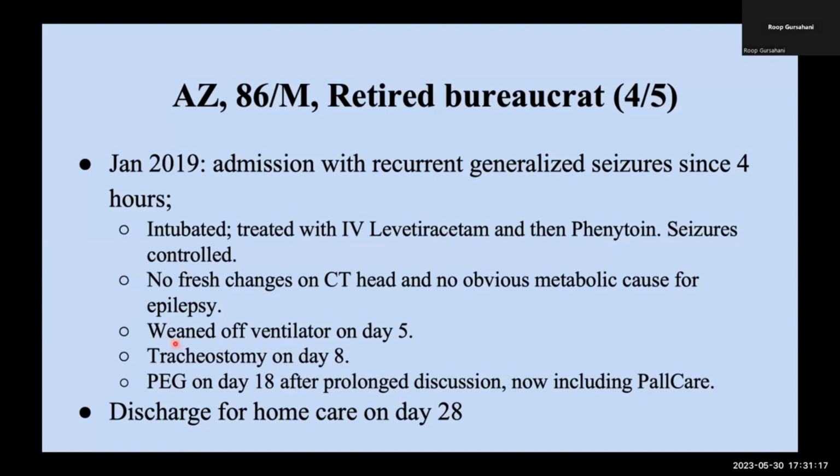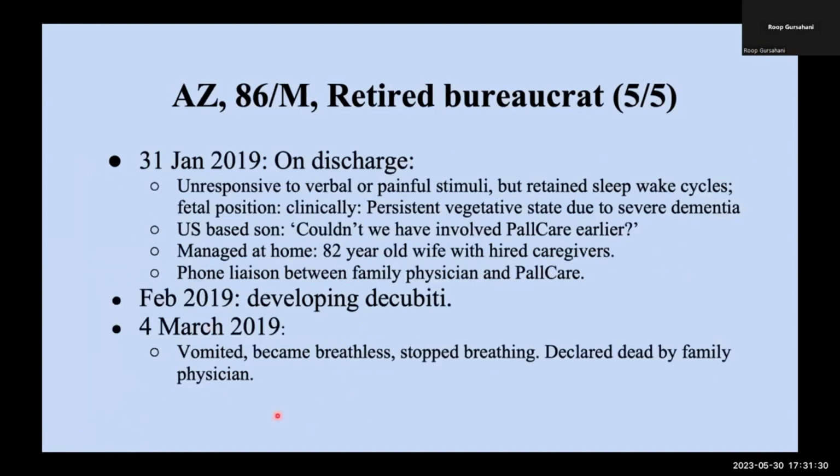Well, the tracheostomy got done, but when it came time to decide about a peg, the family balked. They said, "Why? What are we doing?" And that is when Palcare got involved, and that's when I got involved. Eventually, he got discharged for home care. A peg was put. By then, he was literally in the vegetative state. And the family asked, could we have involved palliative care earlier? His 82-year-old wife, managing him between us and the family physician, developed bed sores and then finally aspirated and died in March.